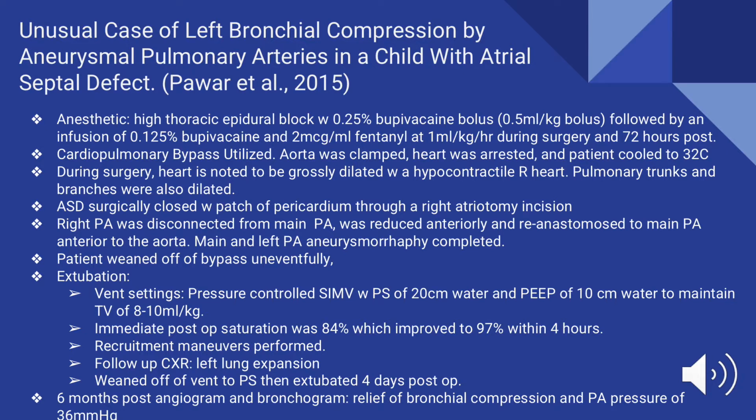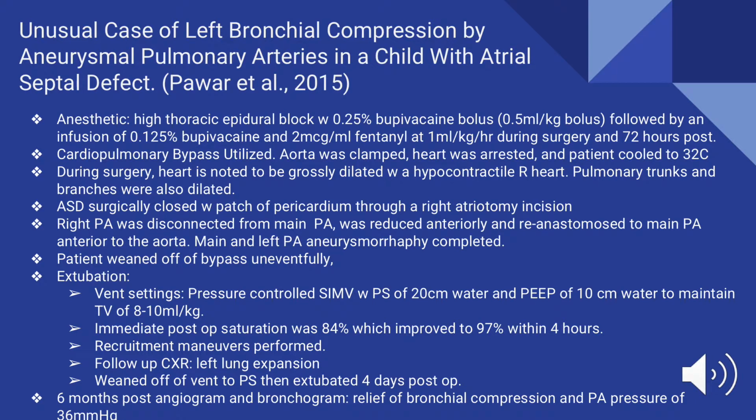During surgery, the heart is noted to be grossly dilated with a hypocontractile right heart. Pulmonary trunks and branches were also dilated. The ASD was surgically closed with a patch of pericardium through a right atriotomy incision. The right pulmonary artery was disconnected from the main pulmonary artery. It was reduced anteriorly and reanastomosed to the main pulmonary artery anterior to the aorta. Main and left pulmonary artery aneurysmorrhaphy was completed. The patient was weaned off bypass uneventfully.